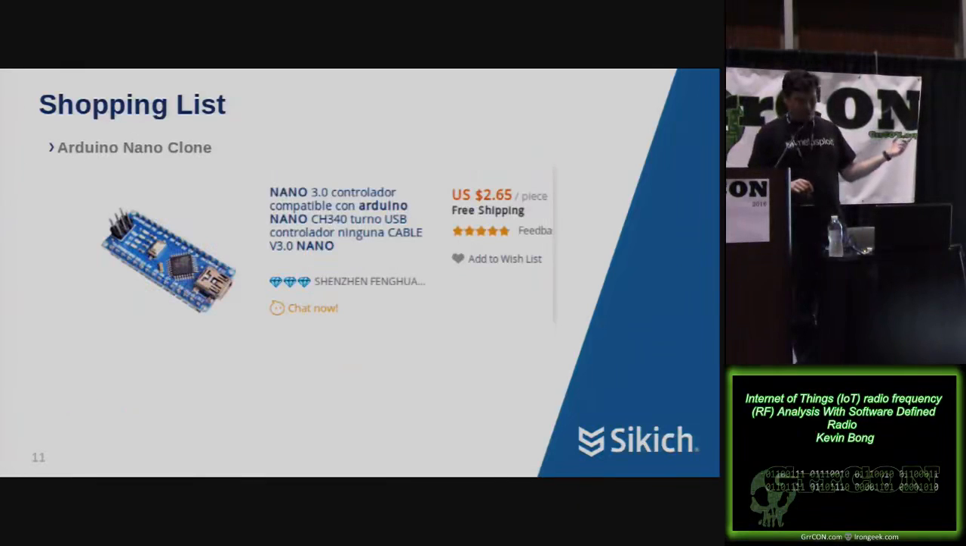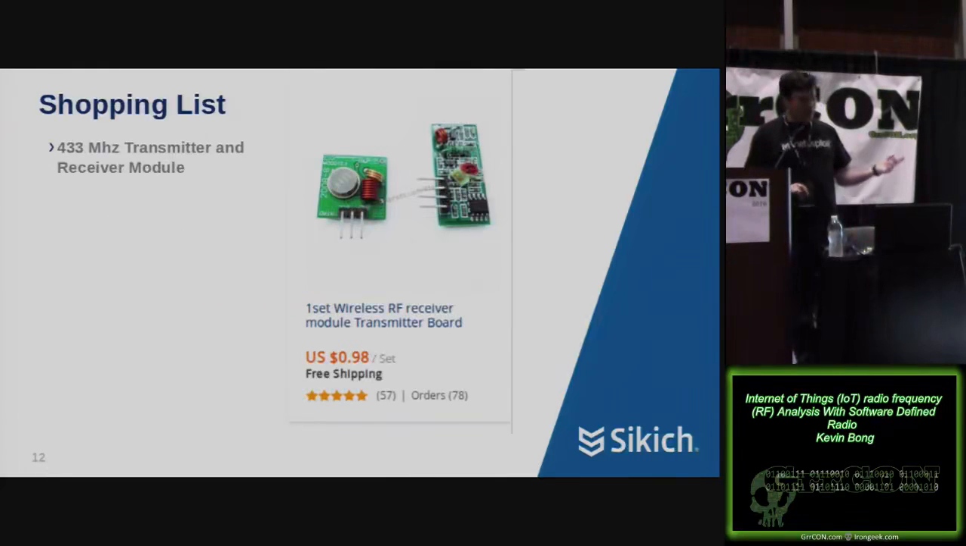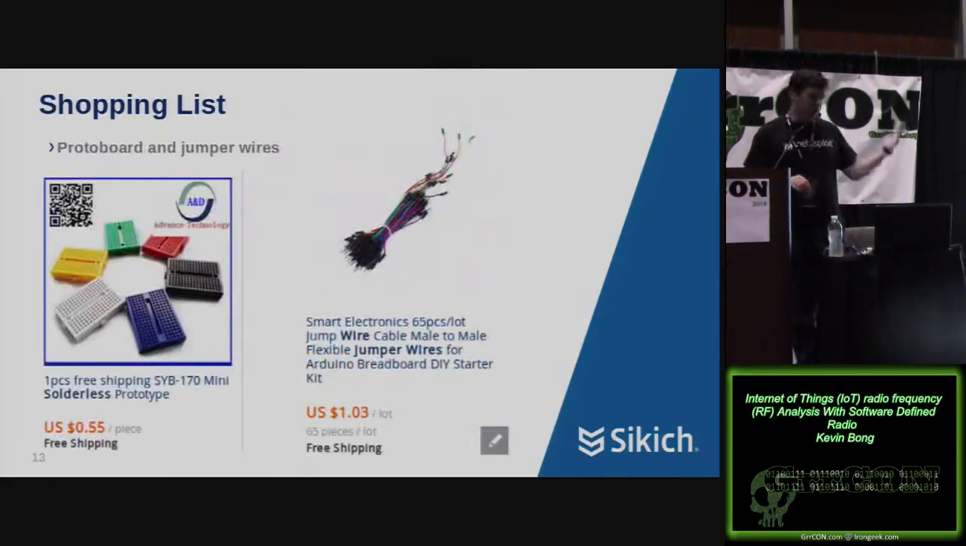I'm using an Arduino Nano. We'll see the circuit for this in a minute, but that was under $3 shipped. Nano clone, I should say. The transmitter and receiver that we're going to be using, $1. We'll talk about that. And the only other parts I'm using are a proto board to plug the Arduino, transmitter, and receiver into, and some jumper wires. So under $15, you can duplicate what I've done here. Skip a lunch at a restaurant and have some fun and learn something.